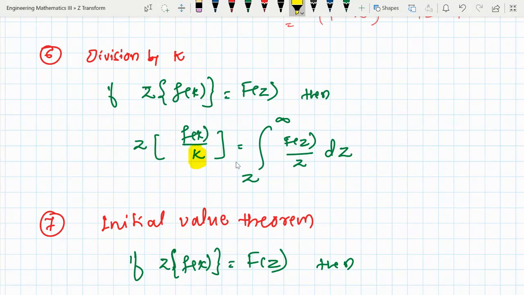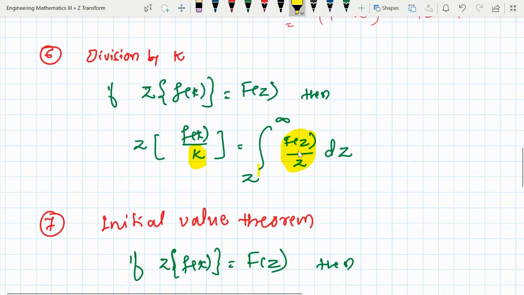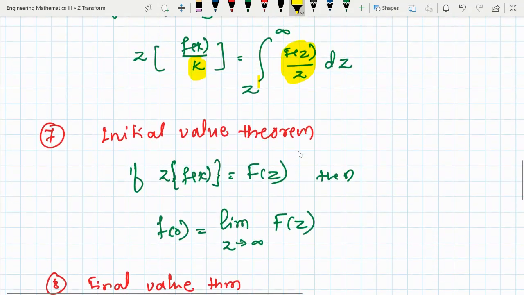If k is in the denominator, you must take the integration from z to infinity of f of z upon z. See, if k is multiplied with fk, then we take the derivative. If k is in the denominator of fk, then we take the integration from z to infinity. In general, if k raised to n is there, we take n derivatives, or n integrations: we need to integrate f of z upon z n times. Just need to understand this.